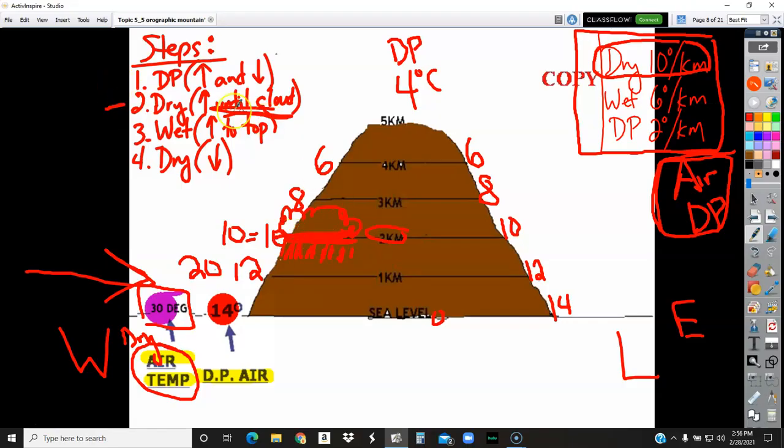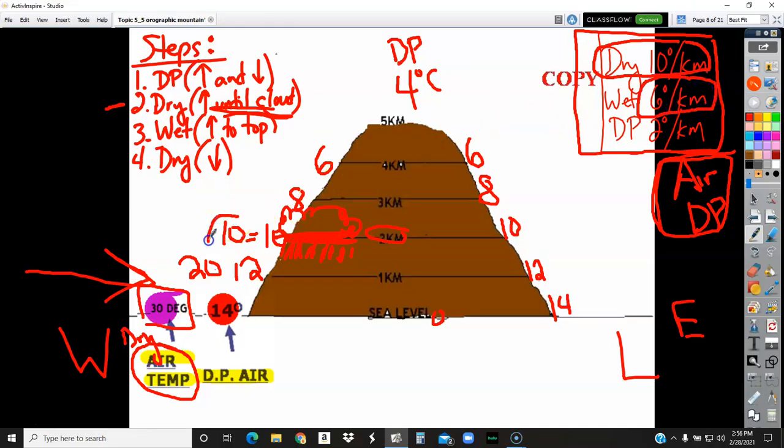Now, once I have a cloud, the air now is condensing. So the air isn't going to be dry anymore. Now I've got moist air. So you see here, step 1 was dew point, step 2 was dry. I switch now from the dry rate to the wet rate or the moist rate. And the moist rate, up here in the top right, is 6 degrees.